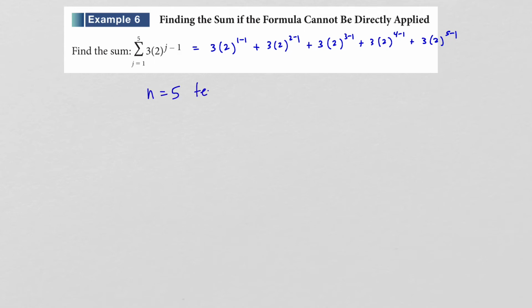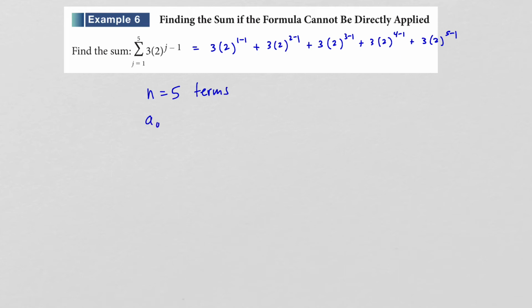So if you plug in j equals 1 into this, you're going to get 3 times 2 to the 1 minus 1. And then the next term, when you plug in j equals 2, will be 3 times 2 to the 2 minus 1. And then j equals 3 will look like this. J equals 4. And j equals 5. So what we need is, how many terms are we adding up? Well, we're starting at 1 and we're stopping at 5. So clearly this is 5 terms.